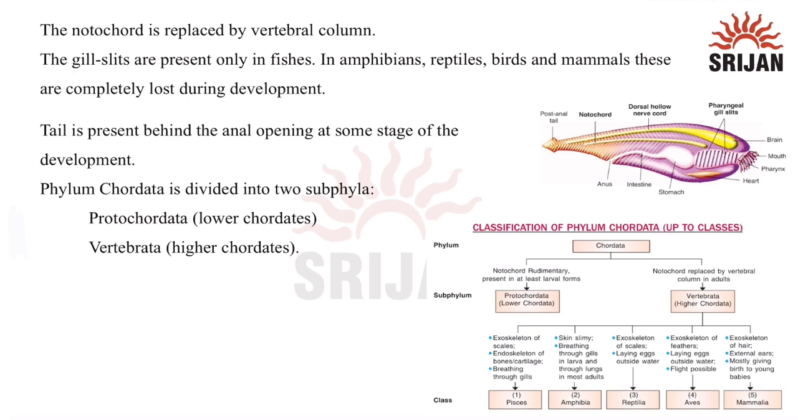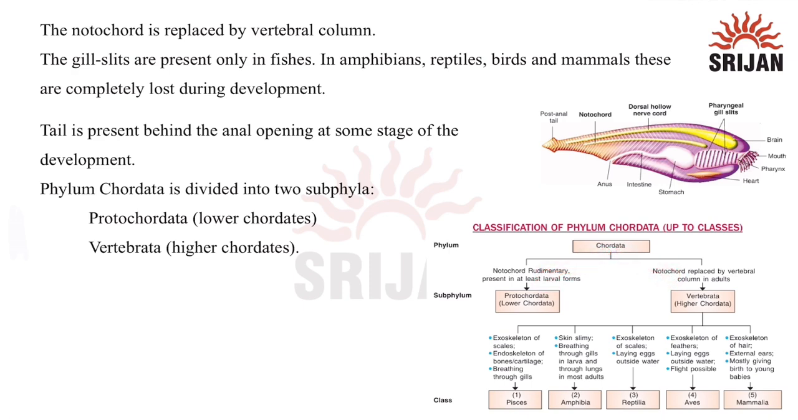Now the gill slits, which are present only in fishes, in amphibians, reptiles, birds and mammals, are completely lost during development. Now the tail, which is this post-anal tail, behind the anal opening, is present at some stage of development. Now the Chordata phylum is divided into two subphyla, which are Protochordata and Vertebrata.